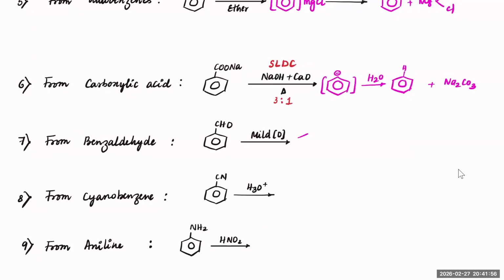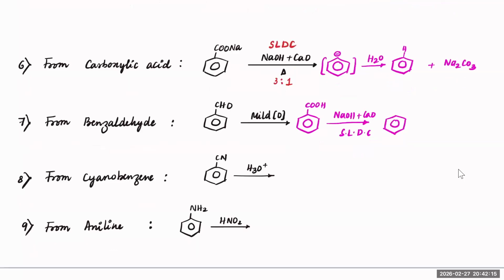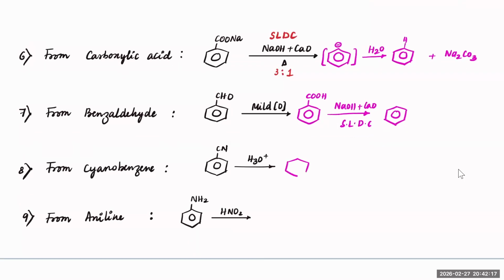Next, benzaldehyde. If any mild oxidizing agent is used, it will convert into an acid, and that acid, when you react it again with NaOH in the presence of CaO, which is soda lime, will convert back into benzene. Same is the case with cyanide. Cyanides on hydrolysis will always give you acids. Cyanides are unstable in aqueous or acidic solution. And again, using soda lime, you can convert this into benzene.